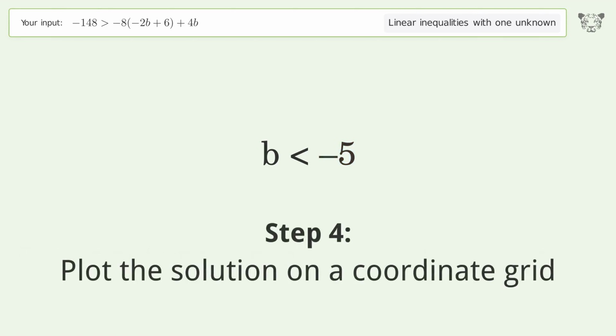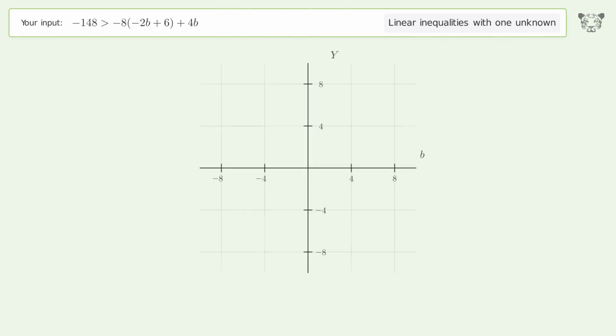Plot the solution on a coordinate grid. And so the final result is b smaller than -5.